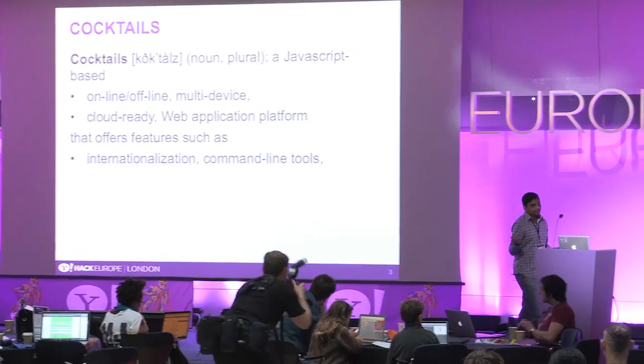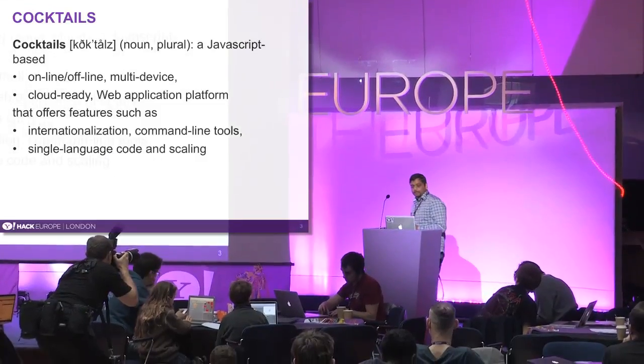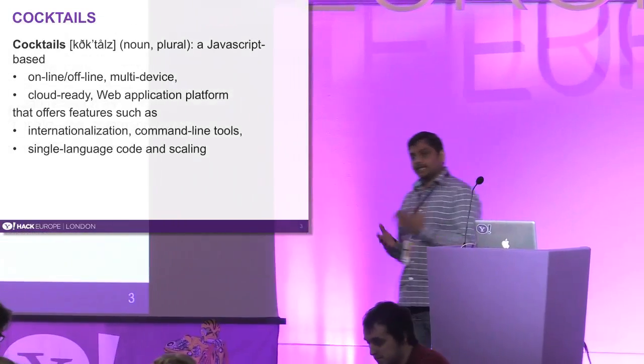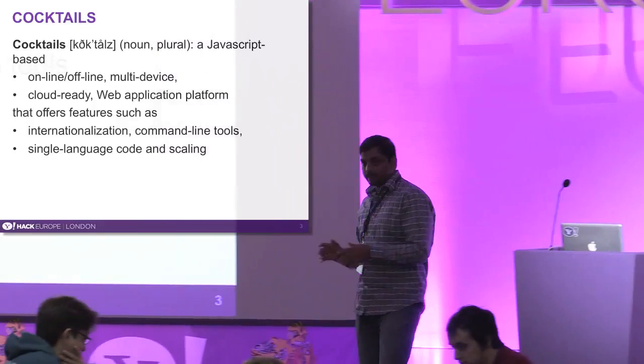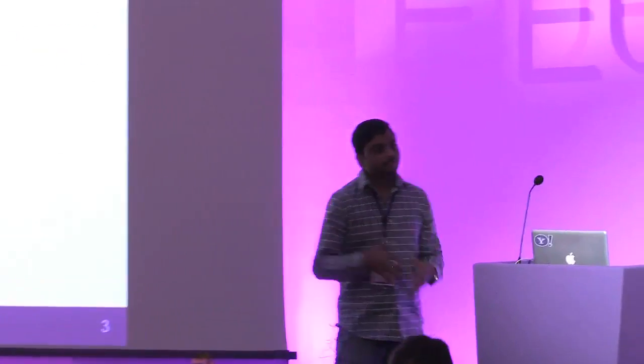So before getting into the Mojito part itself, there is something called Yahoo Cocktails. Not the cocktails that you get in the hotels, but a different one. It's a JavaScript-based framework which helps you to work in an online-offline mode for your application, helps you to create a multi-device, cloud-ready web application platform per se. As the name says, Cocktails, it's a mixture of a lot of things. Some of the things that it offers are command line tools, internationalization, scaling, and more importantly, single language code. So it's JavaScript everywhere. JavaScript on the server, JavaScript on the client. Well, in the middleware, there is no JavaScript.